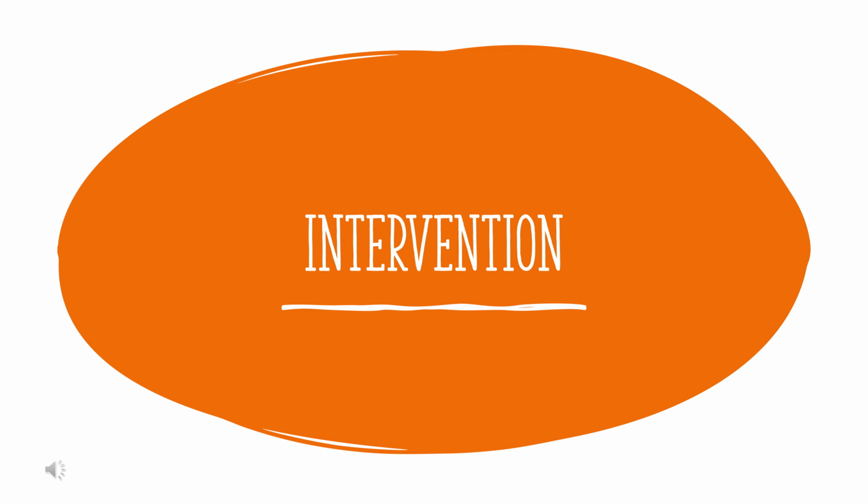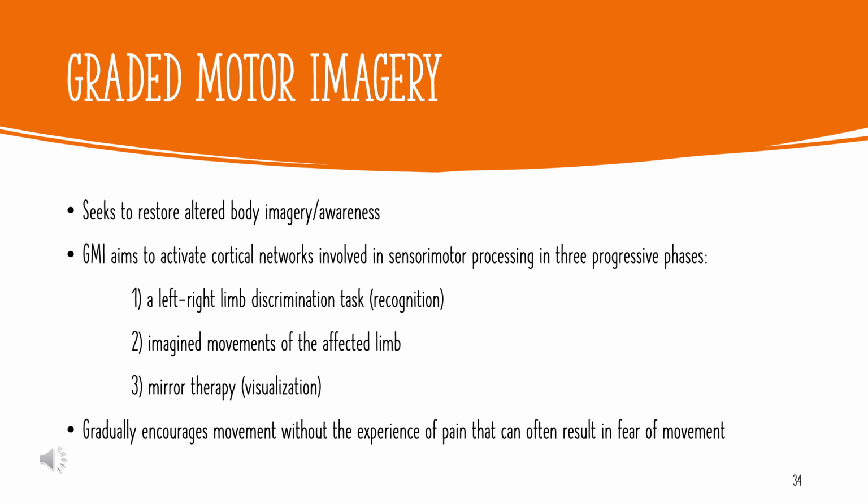Before I conclude this presentation, I want to go into one intervention that has been found to be successful with populations who have difficulty with right-left discrimination. Graded motor imagery is a treatment that seeks to restore altered body imagery and awareness. Graded motor imagery aims to activate the cortical networks in the brain involved in sensory motor processing in 3 progressive phases. The first is a left-right discrimination task, which brings in recognition. So a person might look at some images of a limb and they have to figure out if it's the right or the left side.